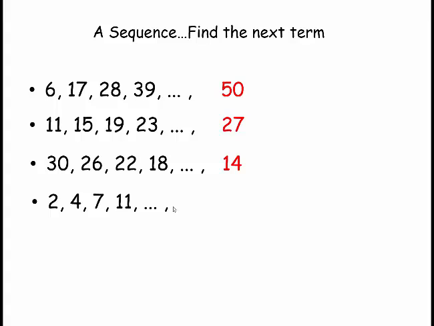And then finally, here it looks like the difference is 2, then the difference is 3, then the difference is 4. So it looks like the next difference should be 5. So 5 more than 11 gives me 16.